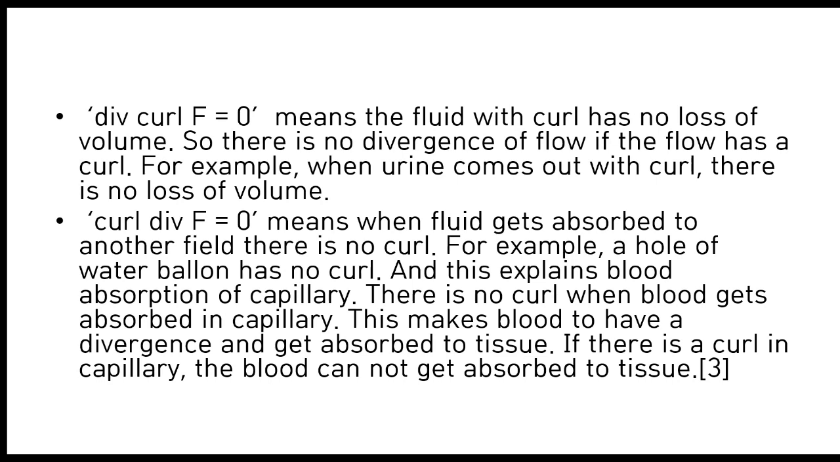For example, when urine comes out with curl, there is no loss of volume. Curl of divergence f is 0 means when fluid gets absorbed to another field, there is no curl. For example, a hole of water balloon has no curl, and this explains blood absorption of capillary. There is no curl when blood gets absorbed in capillary. This makes blood have a divergence and get absorbed to tissue. If there is a curl in capillary, the blood cannot get absorbed to tissue.